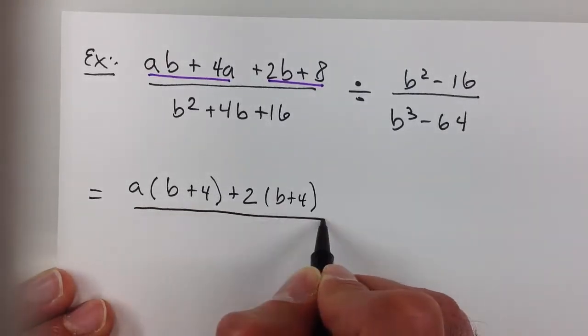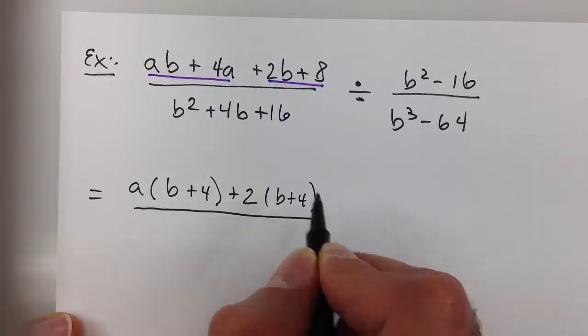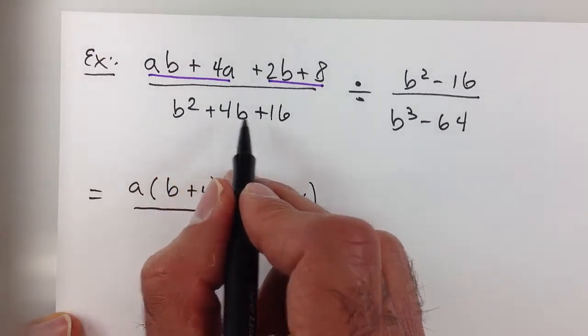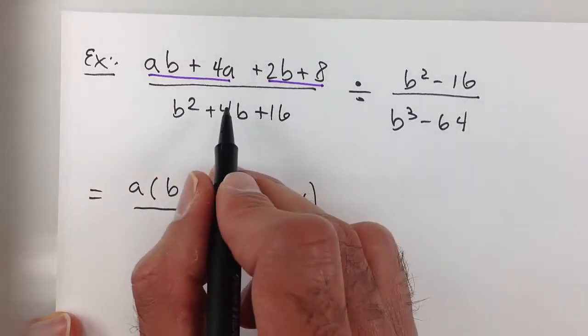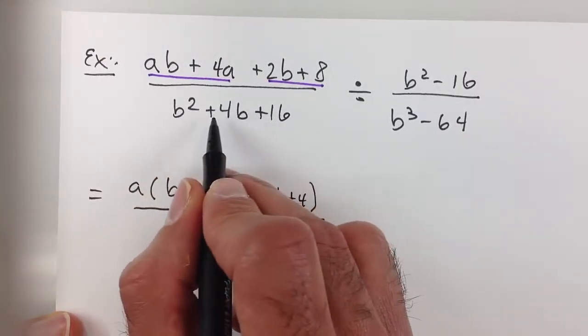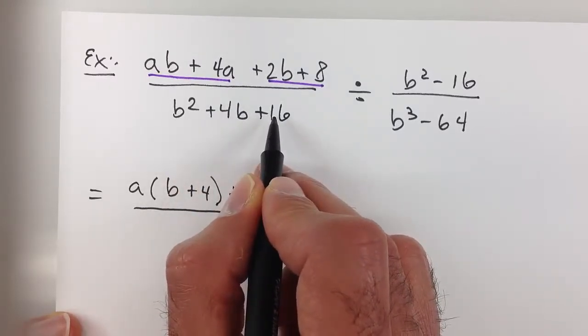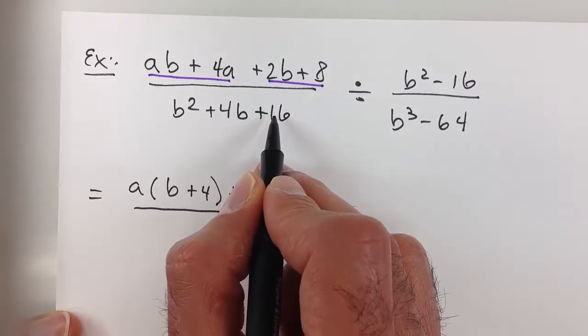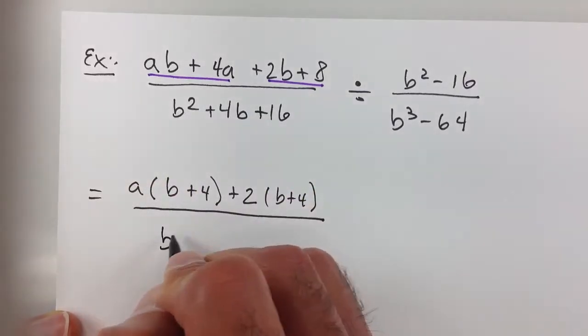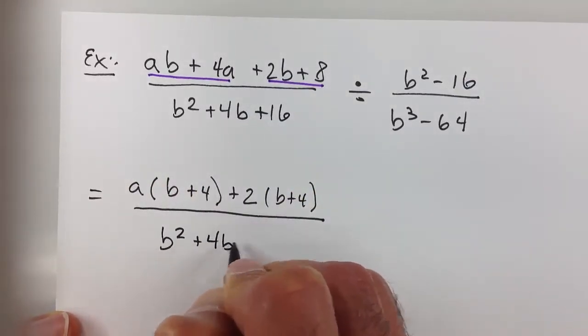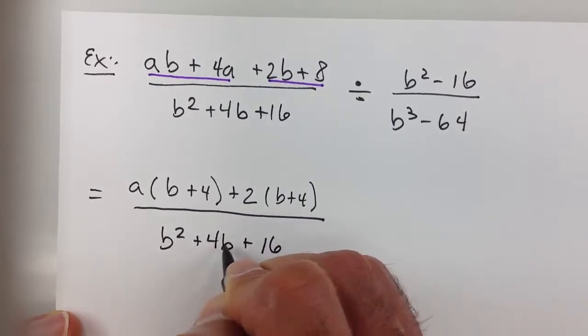And then below, we see what looks to be a trinomial. However, to try to factor this, we need 2 numbers that add to 4 and multiply to 16, and there are no such 2 numbers. So this doesn't seem to be factorable. Let's just copy it down for now and maybe see what else might happen.